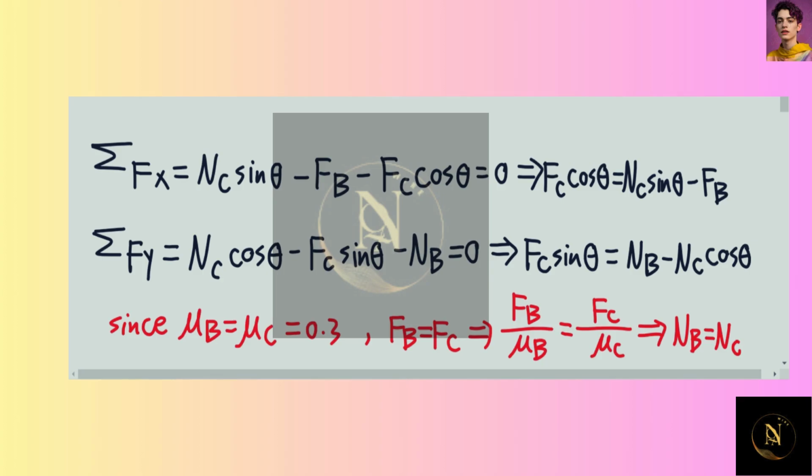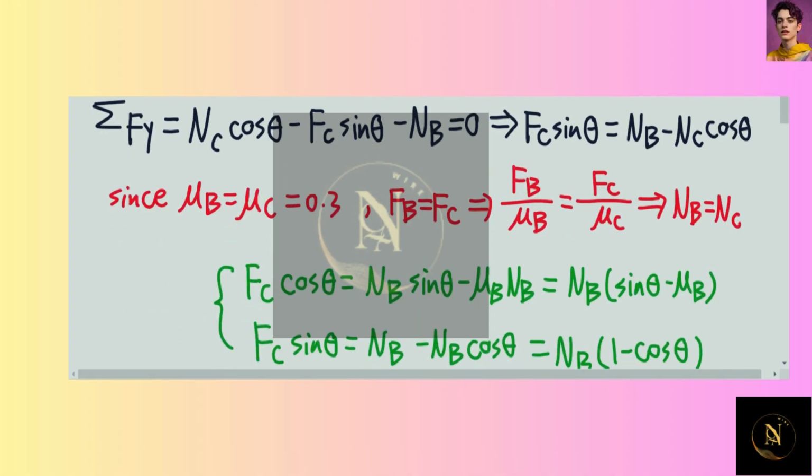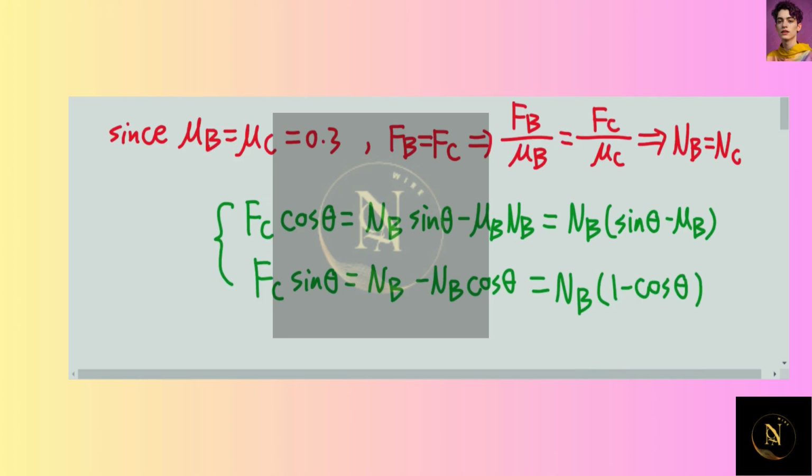Now we can substitute NB for NC and FB for FC. This gives us FC cosine theta is equal to NB sine theta minus mu B NB, which is NB times sine theta minus mu B, and FC sine theta is equal to NB minus NB cosine theta. So we have FC sine theta is equal to NB times 1 minus cosine theta.